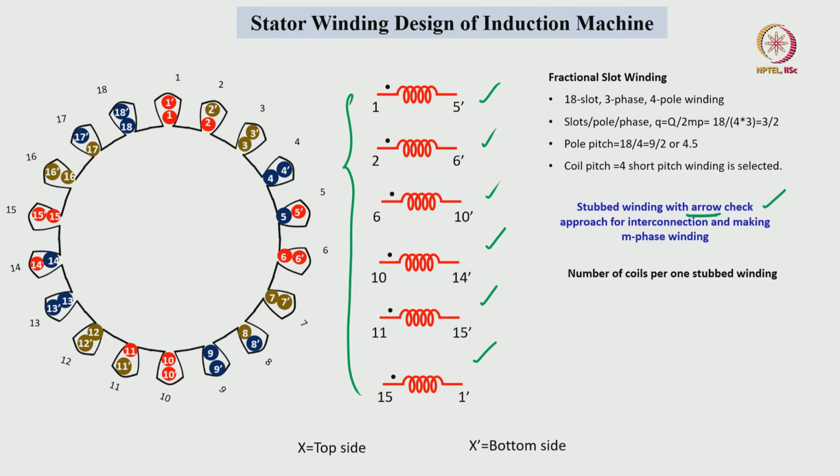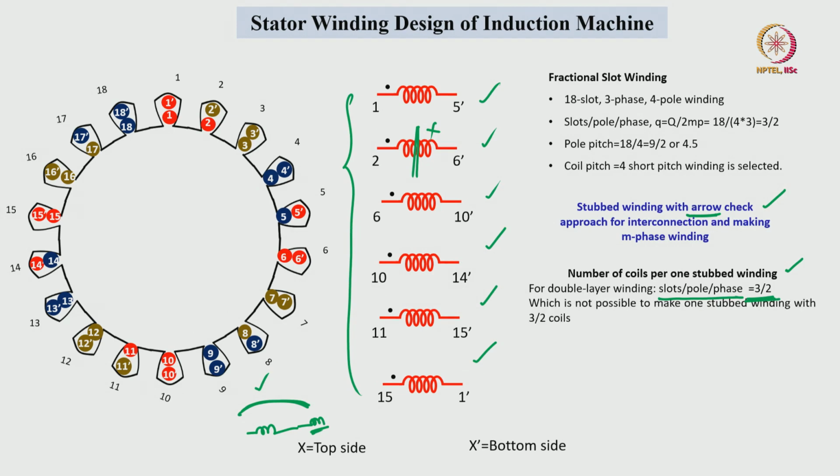So, the number of coils per one stubbed winding we will calculate with respect to the slots per pole per phase, that is 3 by 2. So, one virtual stubbed winding is equivalent to 1.5 windings. Splitting this winding is not possible, right, once we have placed the coil. So, 3 by 2 number of coils to make one stubbed winding is not possible. Because of that reason we will make the stubbing in a different manner, that we will see, and the number of stubbed coils to complete the windings will also change.